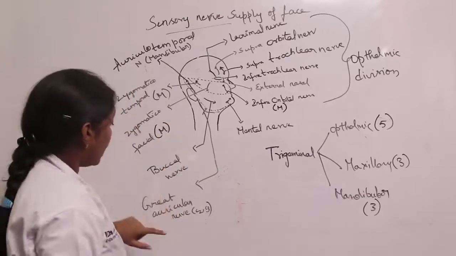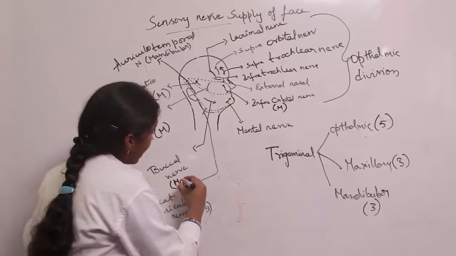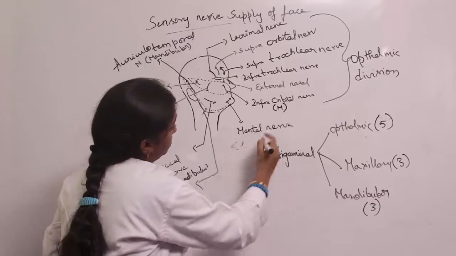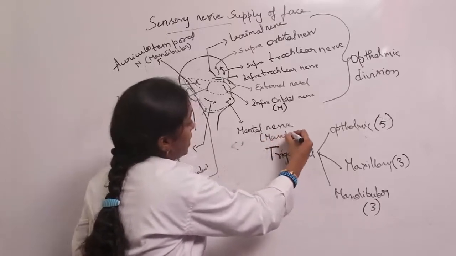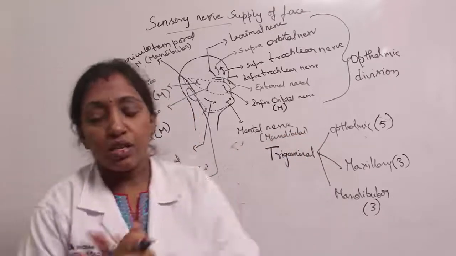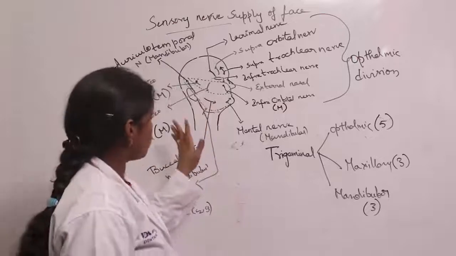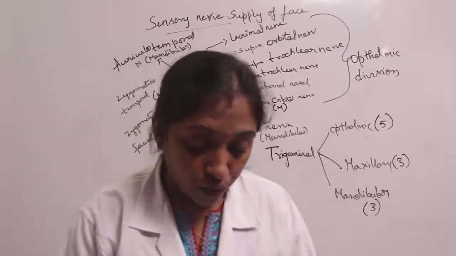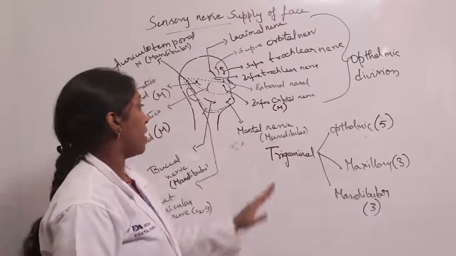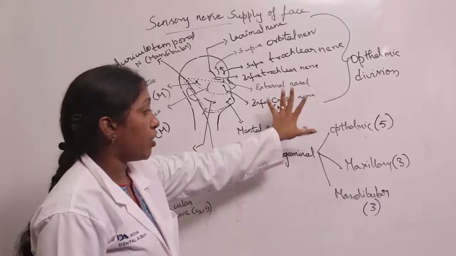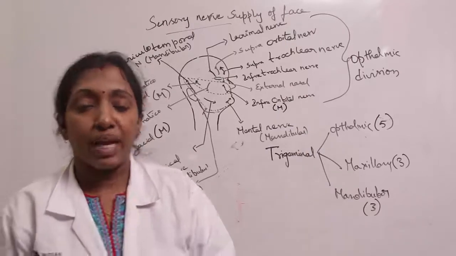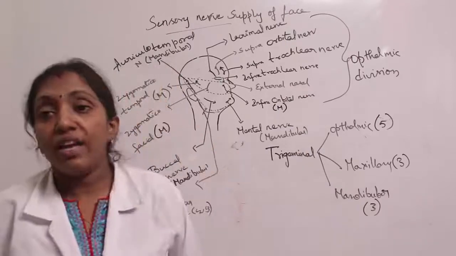So the auriculotemporal nerve, buccal nerve, and mental nerve are all branches from the mandibular division of the trigeminal nerve. So that's all about the sensory nerve supply of the face. The sensory nerve supply of the face is by 12 nerves. They supply each half of the face. Out of these 12 nerves, 11 are derived from the branches of the trigeminal nerve, and only the skin over the angle of the mandible is supplied by the great auricular nerve, C2, C3, from the cervical plexus.